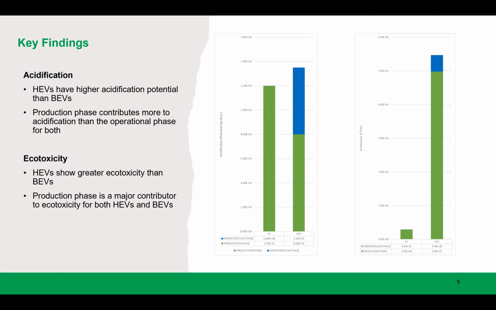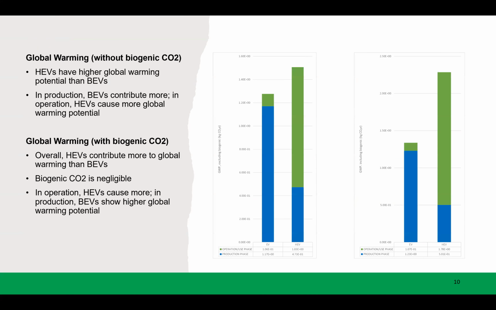Moving to the next slide, if we see the global warming with biogenic and without biogenic, the overall global warming potential for the HEVs is higher than the EVs, and the same trend for the production and operation phase is observed as with the acidification.